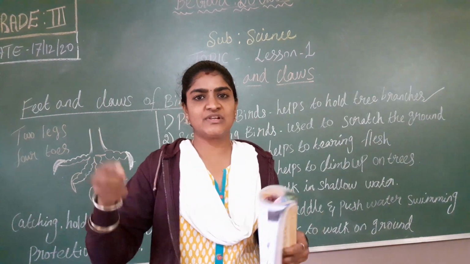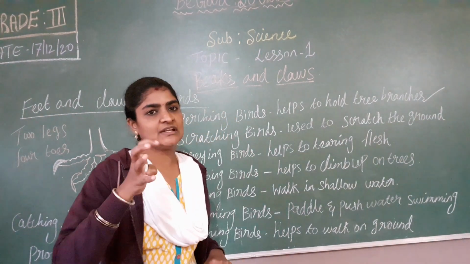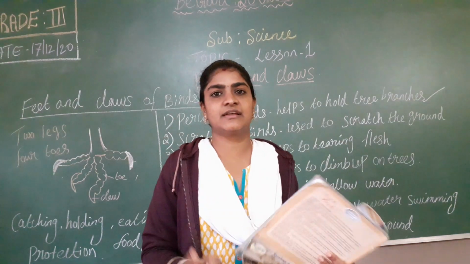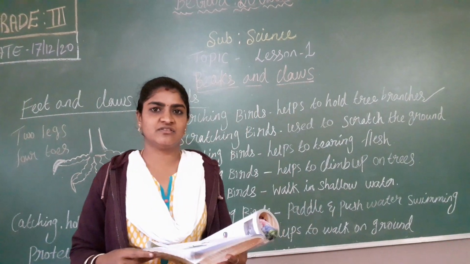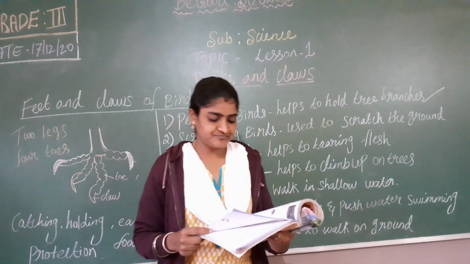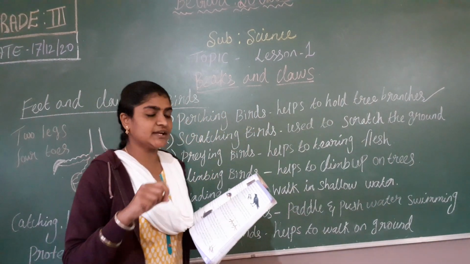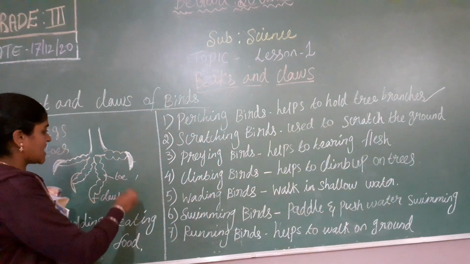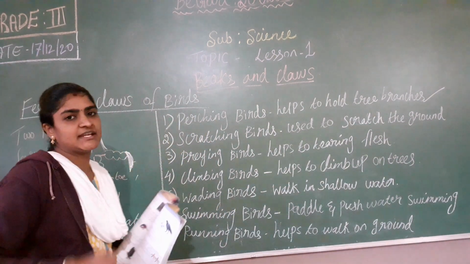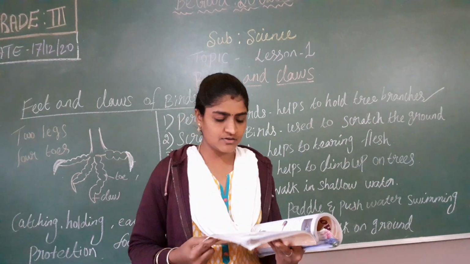So these birds will scratch the ground. When scratching, they get grains, insects and worms, which they take as food. They have very sharp and thorny claws, so they are able to dig in the ground.